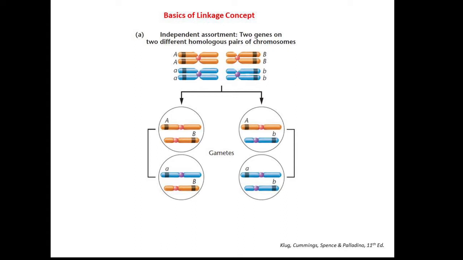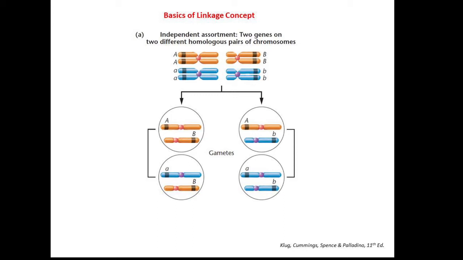One pair of homologous chromosomes is orange in color and the other pair is blue. Let's suppose gene A is present on chromosome number 1 and gene B is present on chromosome number 2. As per Mendel's second law of independent assortment, when gametes are formed, the alleles will segregate independently. In one of the gametes, in the left panel, you can see four circles.